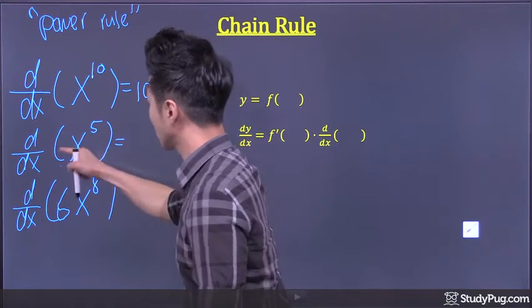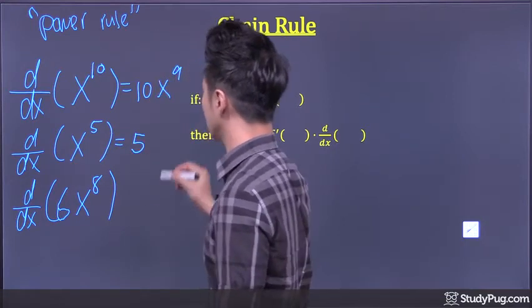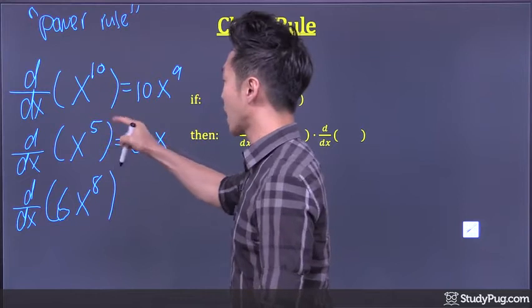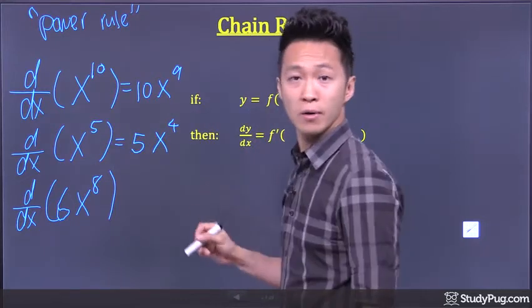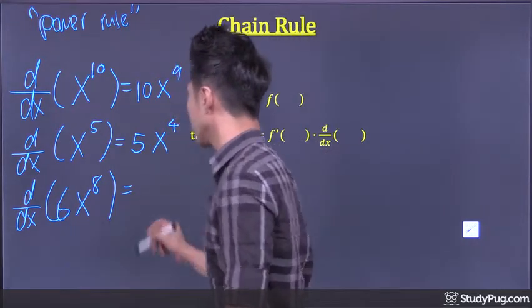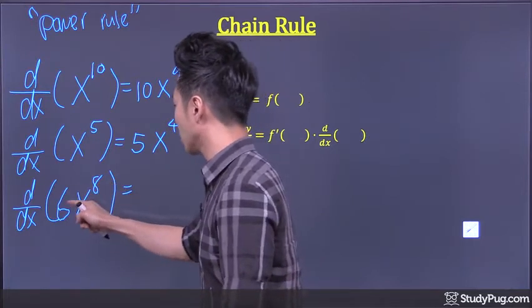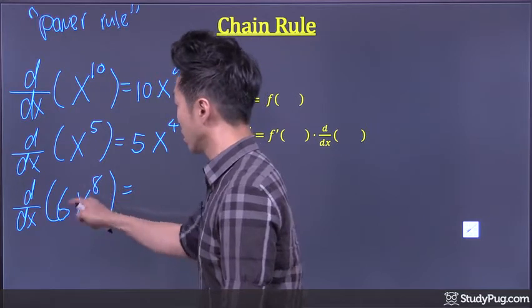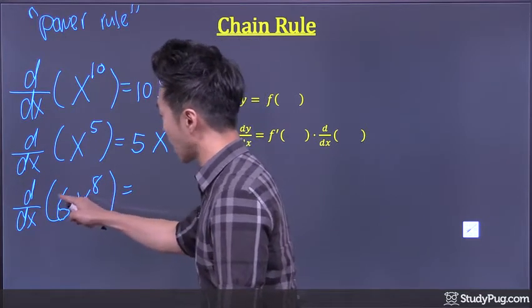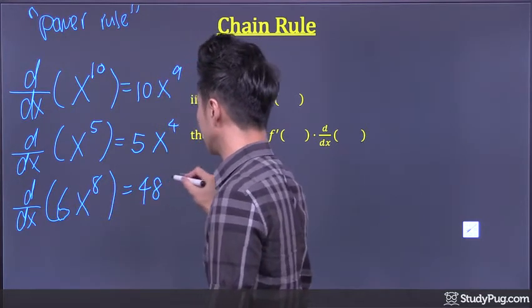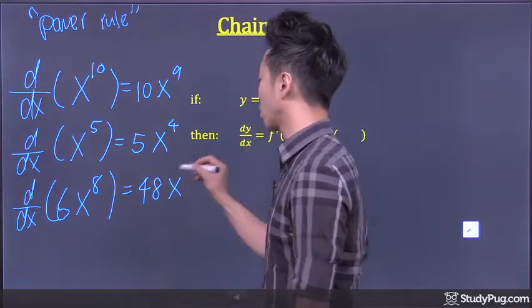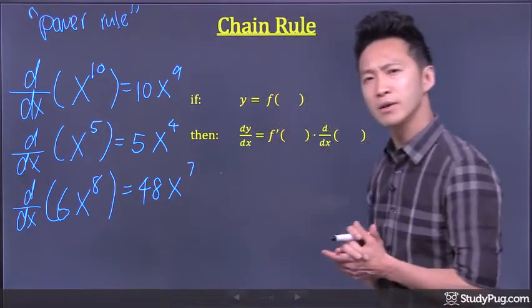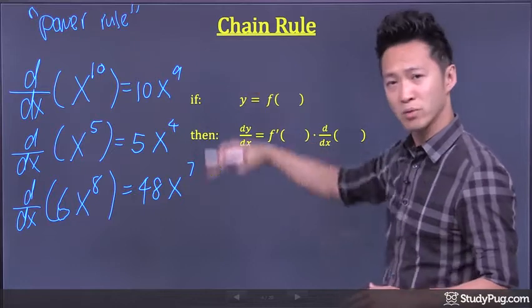Same here. Bring the exponent to the front, so we have 5 in the front, x. Now exponent minus 1, we get 4. Power rule. Same here. Bring the exponent to the front, so we have 8, but we've got to multiply by 6, so 8 times 6 gives us 48, x. Now exponent minus 1, we get 7. That's easy. Power rule.